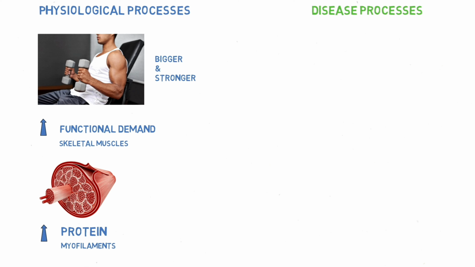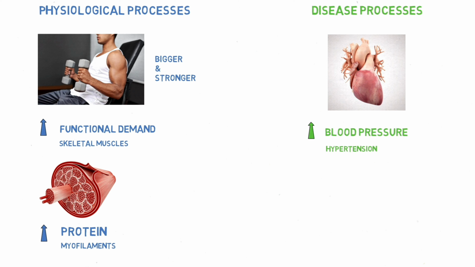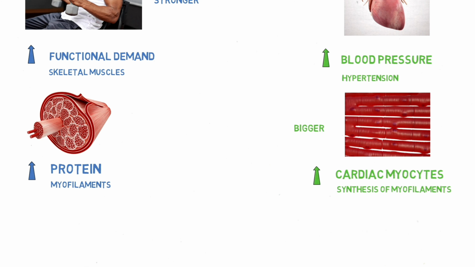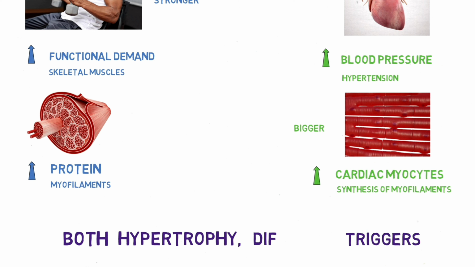An example of pathological hypertrophy is when the heart undergoes hypertrophy to deal with high blood pressure, or hypertension. In hypertension, the heart has to pump blood against the high resistance, and cardiac myocytes once again adapt by increasing the synthesis of myofilaments and cause individual cells to get bigger. In both cases, there is hypertrophy, but the triggers are quite different.